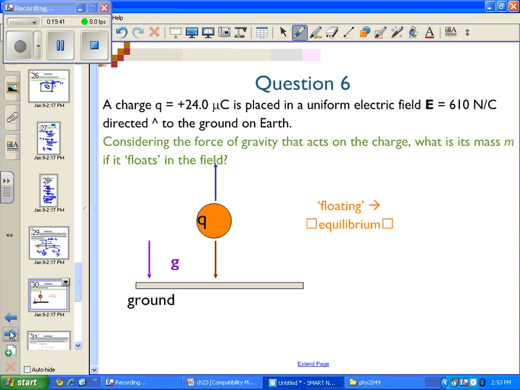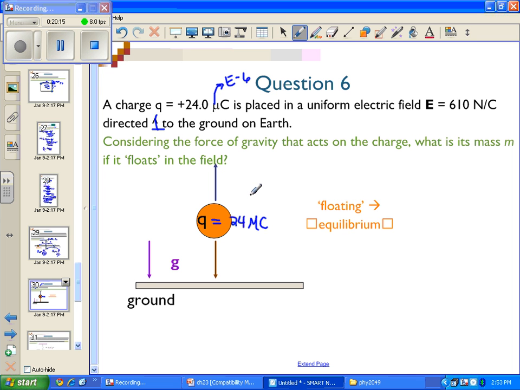Next problem, and the last problem in part 1 of the problem solving session. Question 6 says the following. A charge Q, which is positive and equal to 24 microcoulombs, and of course we remember that micro stands for e to the minus 6, is placed in a uniform electric field which is directed perpendicular to the ground.